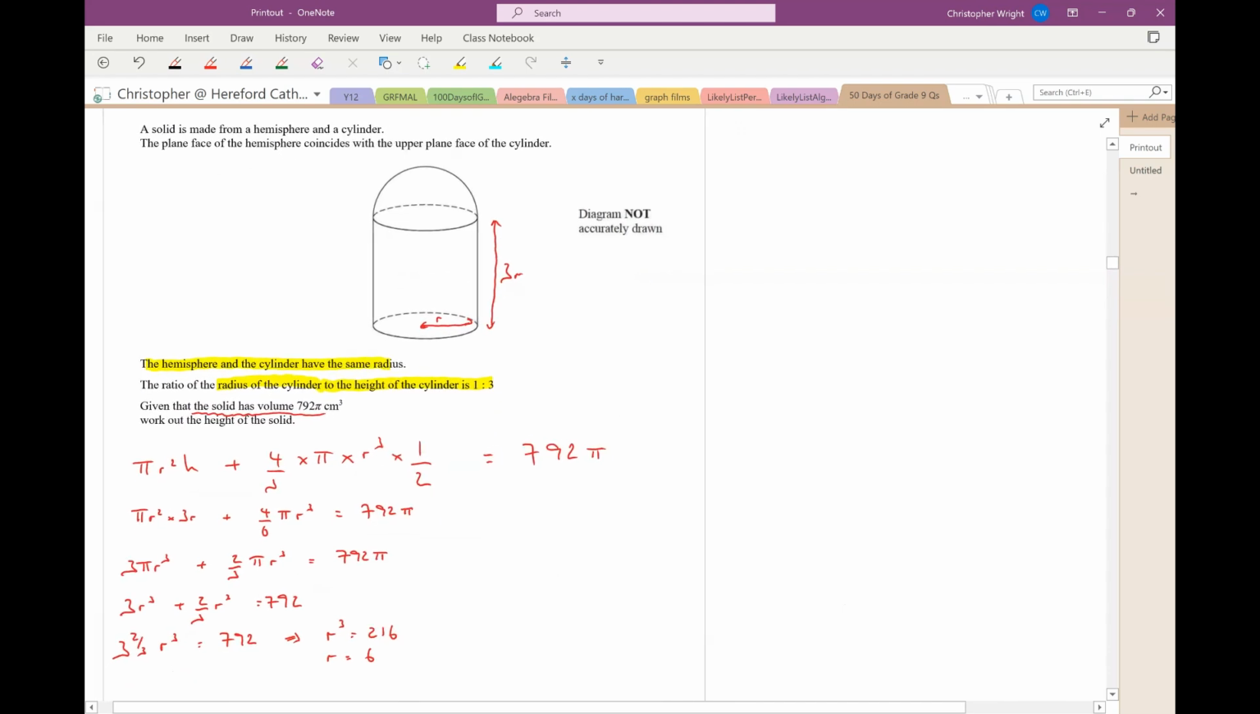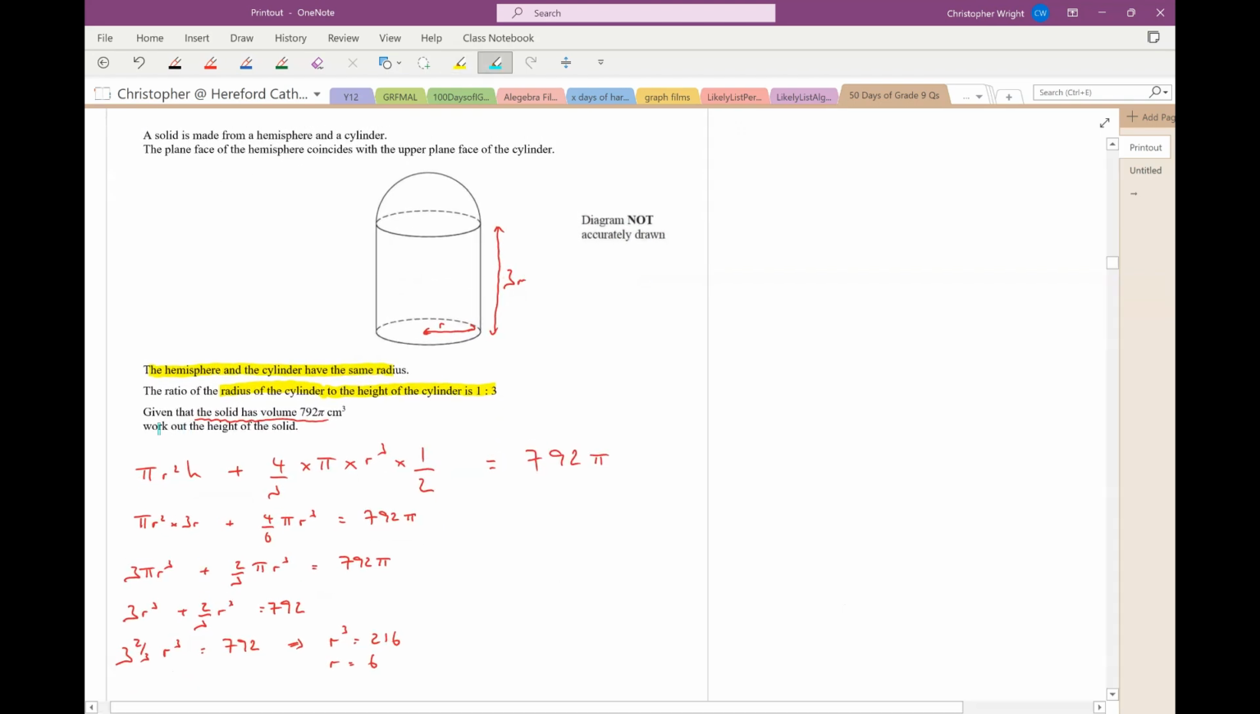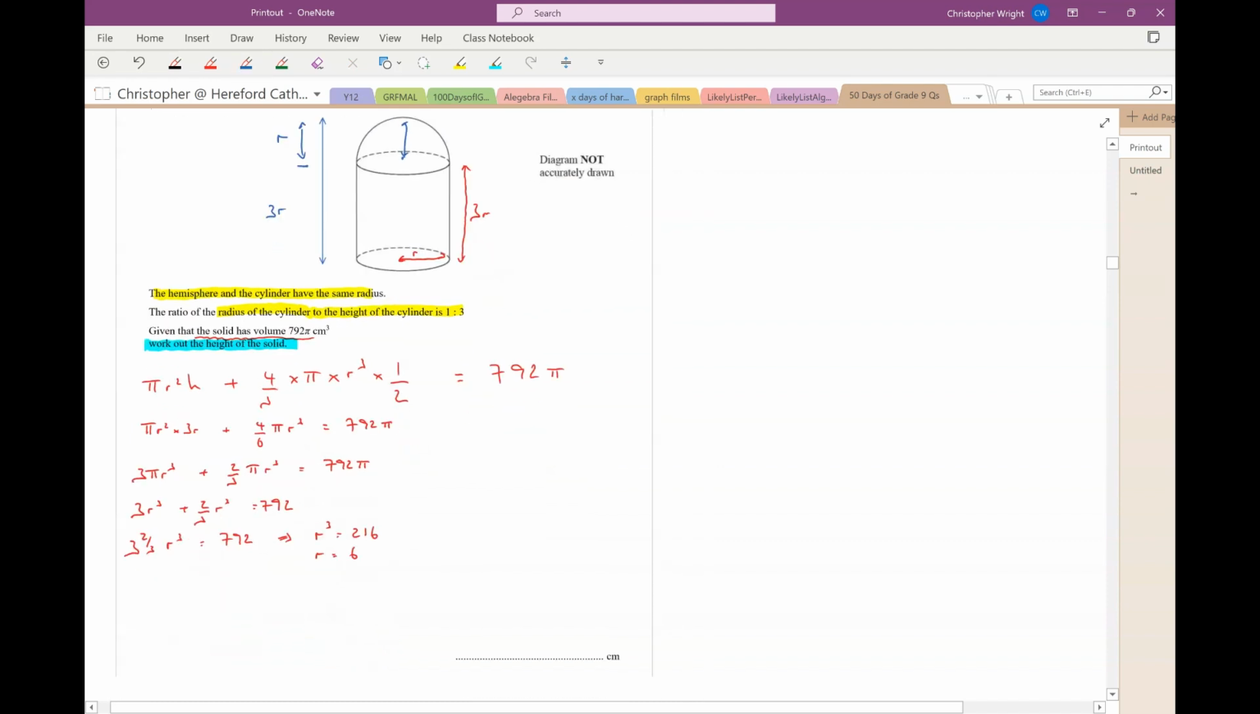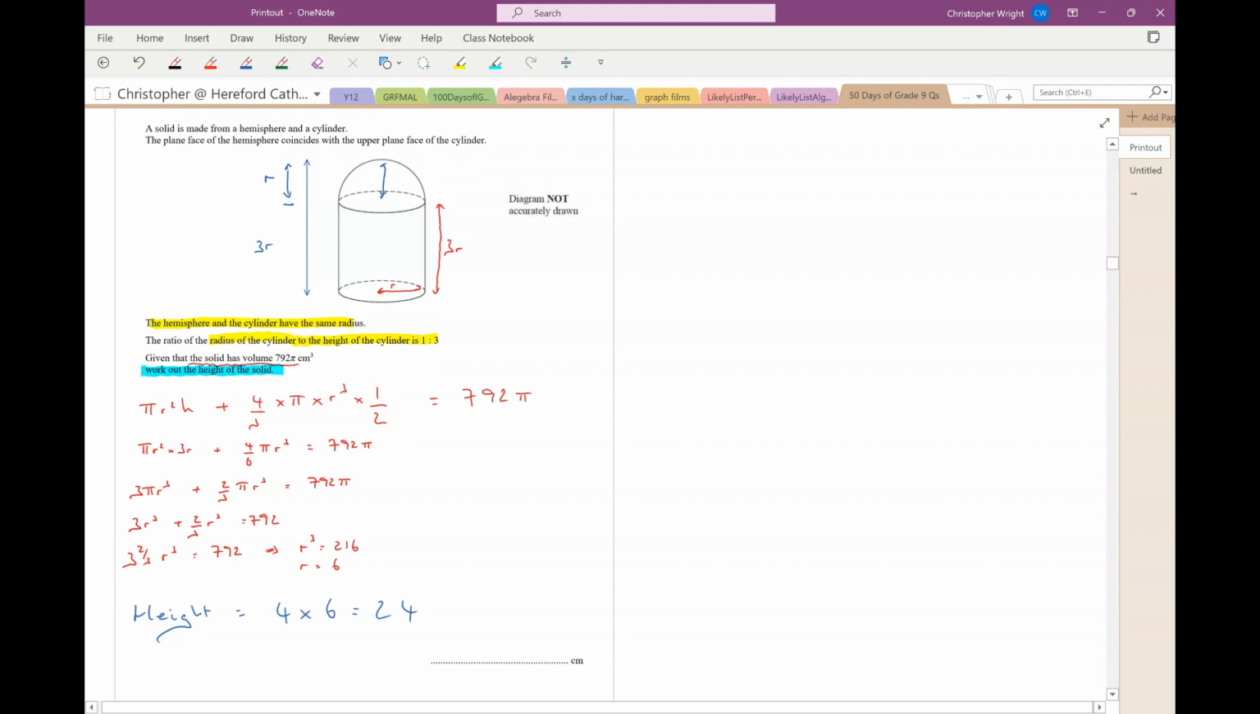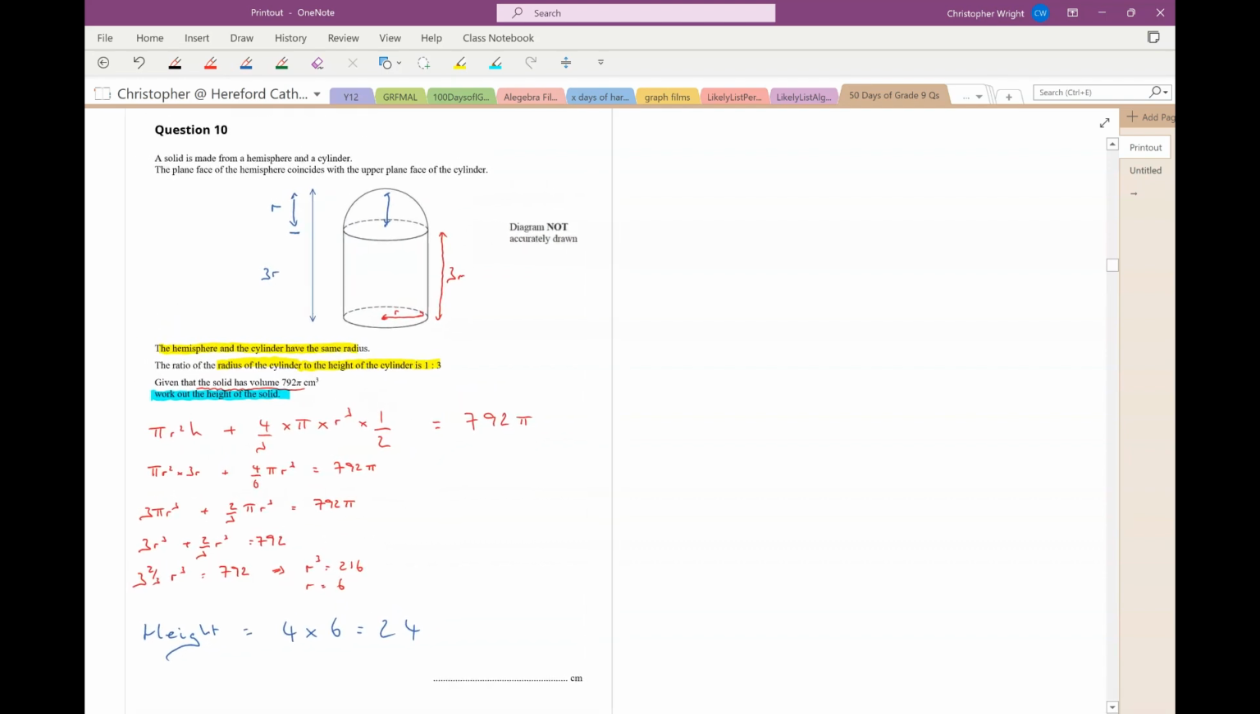Now, it's easy to make a mistake here. Do you see that it says work out the height of the solid? The height of the solid is this length here. It's from the top of the solid to the bottom. So it includes up to here, which is 3r, and then that bit there, which is the radius of the hemisphere, another r. So the height of the whole solid is 4r, so 4 times 6, 24 centimetres. And that is question 10 done.